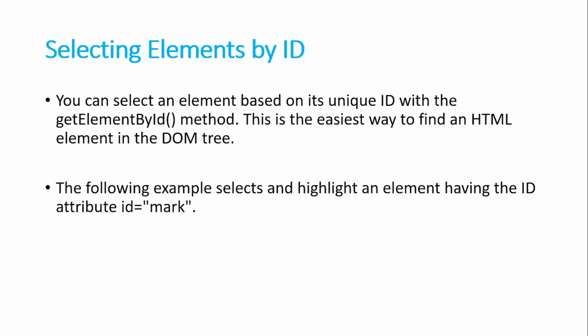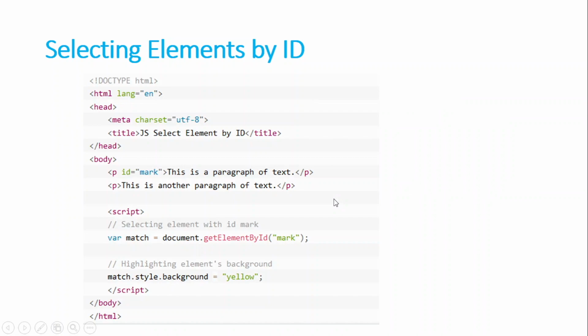You can select an element based on its unique ID with the getElementById method, which is a method that we can use to get the element by its ID. This is the easiest way to find an HTML element in the DOM tree. So, we can see the following example.